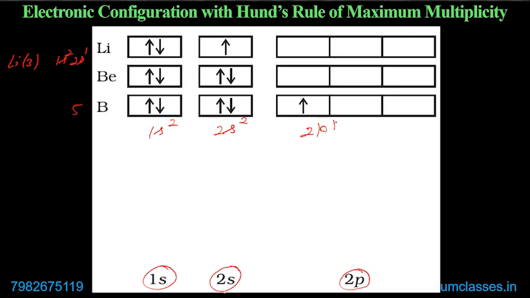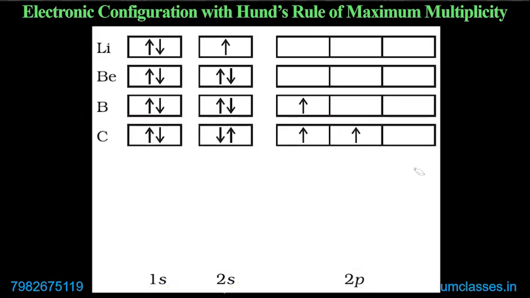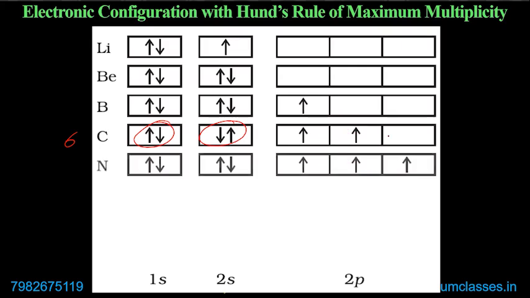So 4s2 will come first, 3d will come after that. Similarly, for carbon, 6 electrons, so you will have a total of 2 plus 2 plus 2, 6 electrons. But as I said, along with the above principle we need to apply Hund's rule of maximum multiplicity. So the last electron will not be here, rather it will go to the next orbital. Until all are singly occupied, pairing will not take place.